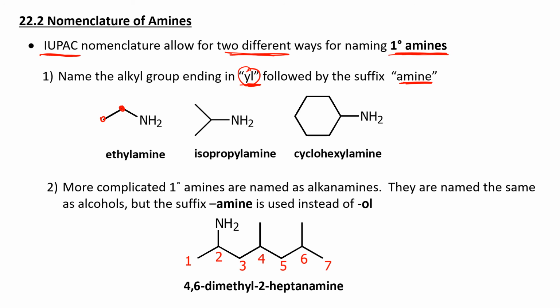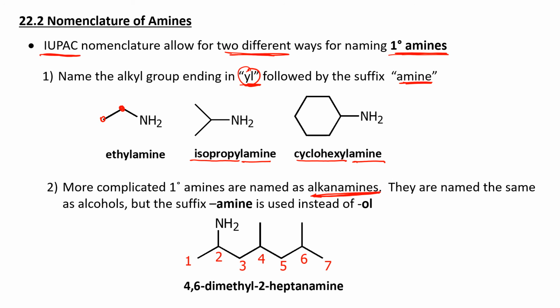For this one, instead of being a 2-propane, it would just be an isopropylamine. And then here we have cyclohexylamine. This next system is a little bit more complicated, but you can name it as an alkanamine.